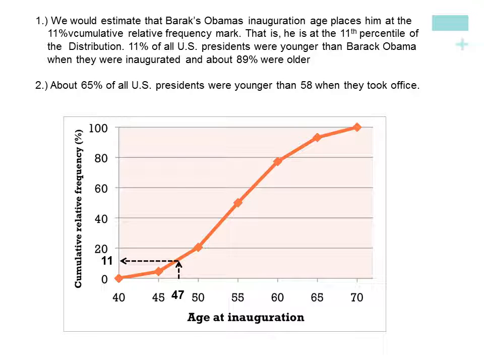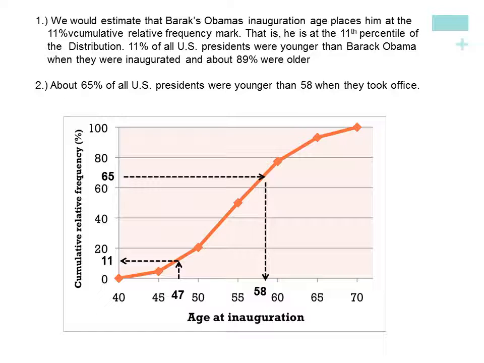How can I estimate and interpret the 65th percentile? First, let's find the 65th percentile. It's right here. Let's go over to my graph and then go down and see what age that was: age 58. Now, what does it mean to interpret that? Interpreting it means that 65% were below that age. So about 65% of all U.S. presidents were younger than 58 when they took office.